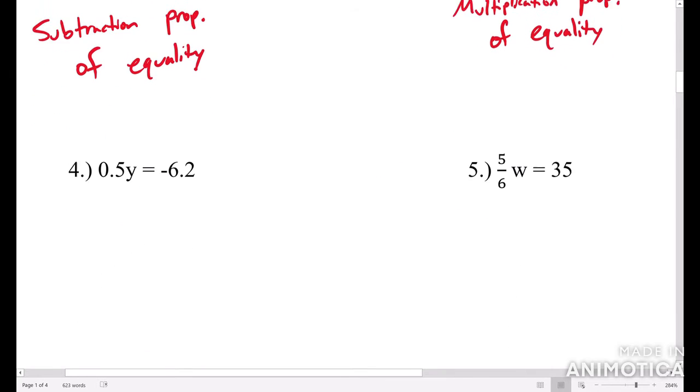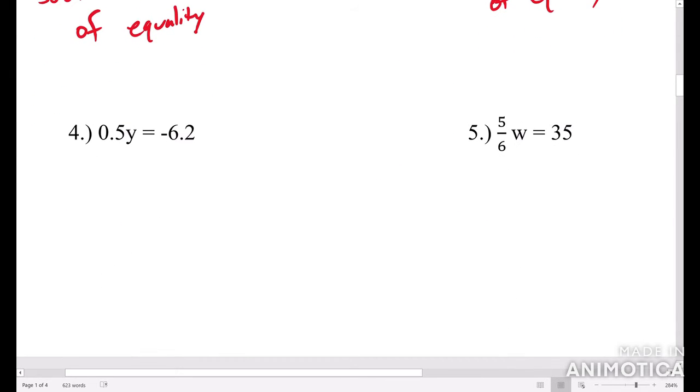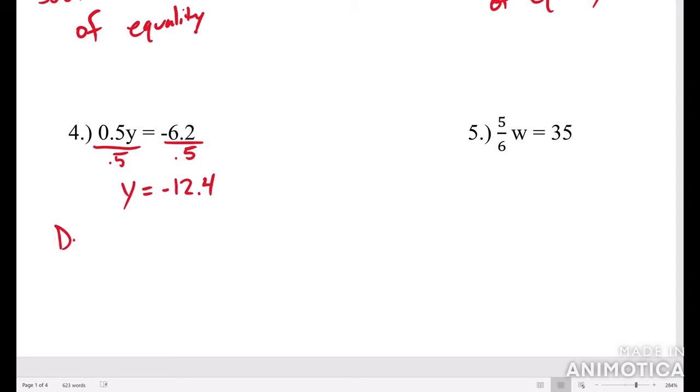Moving on now to number 4. We have 0.5y equals negative 6.2. I need to get rid of that 0.5 that y is being multiplied by, so I'm going to divide by that. And again, whatever I do on one side, I must do on the other. This gives me y, and on the right side, negative 6.2. If I divide that by 0.5, divide that by a half, I end up with negative 12.4. This is an example of the division property of equality.